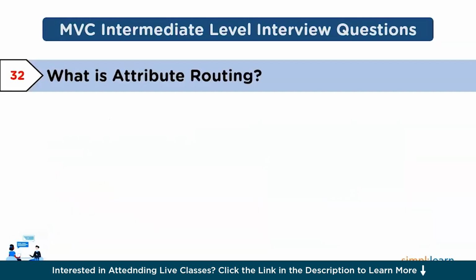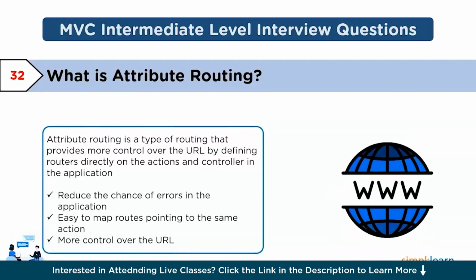What is attribute routing? Attribute routing is a type of routing that provides more control over the URL by defining routes directly on the actions and controller in the application. Some of the advantages of using attribute routing are: it reduces the chance of errors in the application. It is easy to map routes pointing to the same action. It provides more control over the URL.